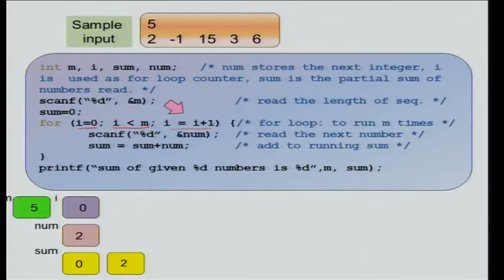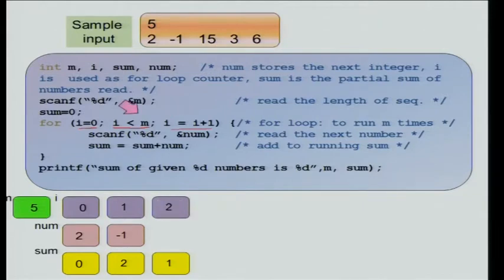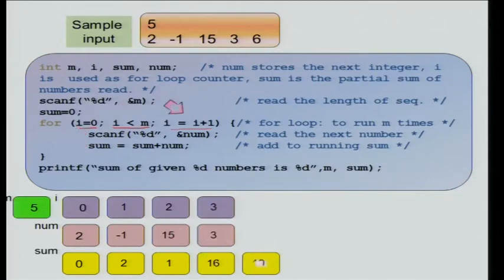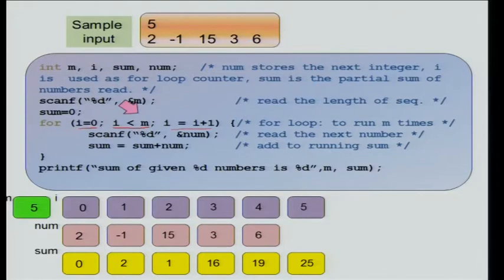Now update. Update is increment I. So I becomes 1 and test whether 1 is less than 5. It is. So you read the next number, add it to the sum. Okay. So the sum becomes 1. Update again. Okay, and keep repeating this, until you have read all 5 numbers.